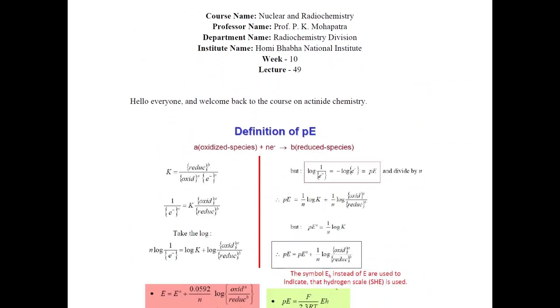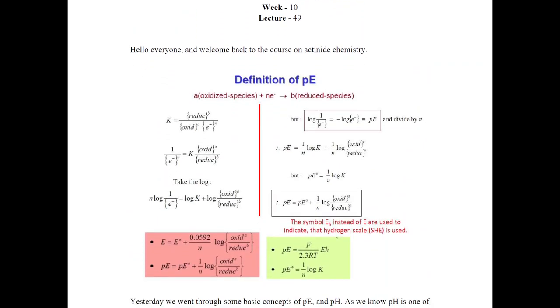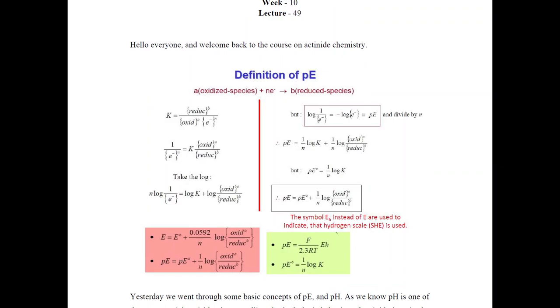Then in the next class, we came across the definition of pE: oxidized species plus electron gives reduced species. So pE comes out to be pE naught plus 1 by n log of oxidized species over reduced species. The symbol EH instead of E is used to indicate the hydrogen scale, which is SHE based. E equals E naught plus 0.0592 over n log of oxidized species A over reduced species B, divided by n, gives you the equation of pE. And pE is F over 2.3 RT times EH, pE naught equals 1 by n log K.